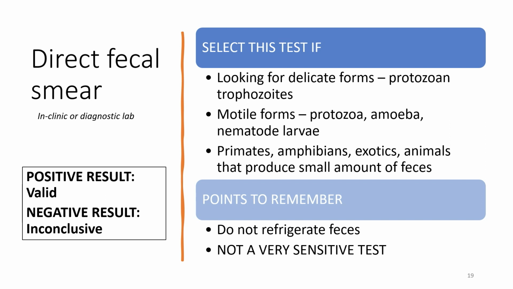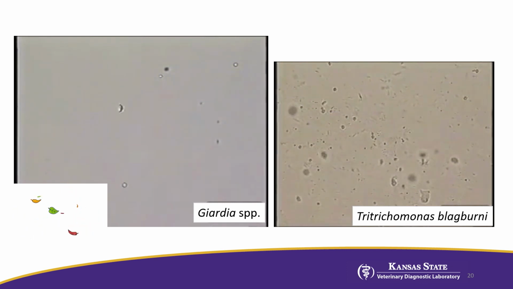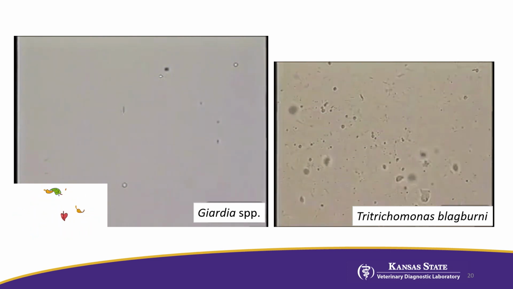This, again, is not a very sensitive test, but if you do it in your clinic, this is what you would expect to see. So on the left here, we have Giardia trophozoites, which have that very characteristic falling leaf type of motion. And so you see how that trophozoite is trying to fall. It doesn't move that much, and so that's kind of why it has that motility. On the right is a rarer parasite that we see in felines. It's called Trichomonas blackburni, and those trophozoites have a jerky motion, and in a direct smear, you can sort of see them move.